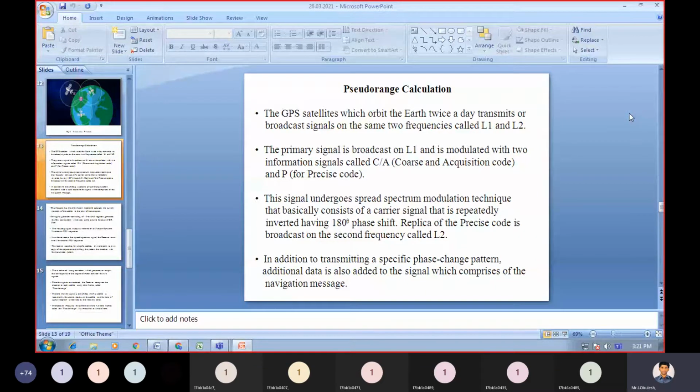The primary signal is broadcast on L1 and is modulated with two information signals called C/A and P, the coarse or acquisition code and the precise code.